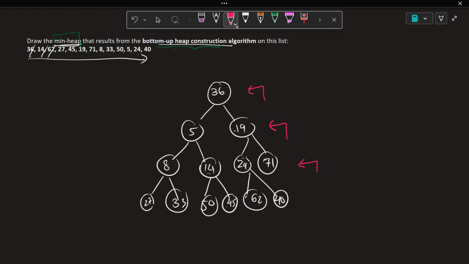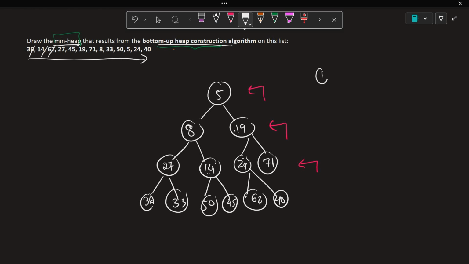So you're finally at the root, and which one is smaller? 5 is smaller, so 5 goes at the top, and 36 goes at the bottom. So 5, 36, and now you have to check again. You see 36 over here, and you have a smaller one here, 8. So this 8 is swapped with this 36, because the parent has to be smaller than the child. And here you have 36 again, but you have a smaller number, 27, so you swap again. So 27 and then 36. Now you are done with this bottom up heap.